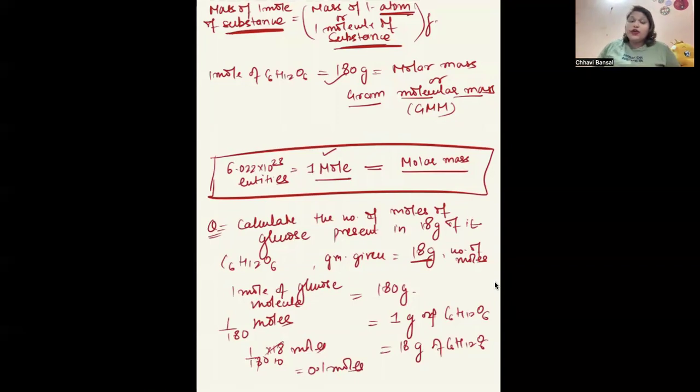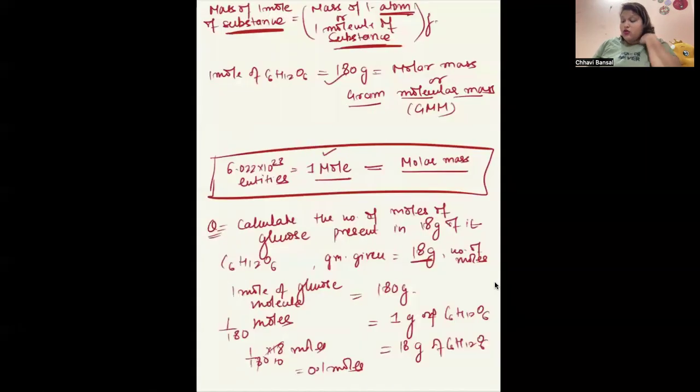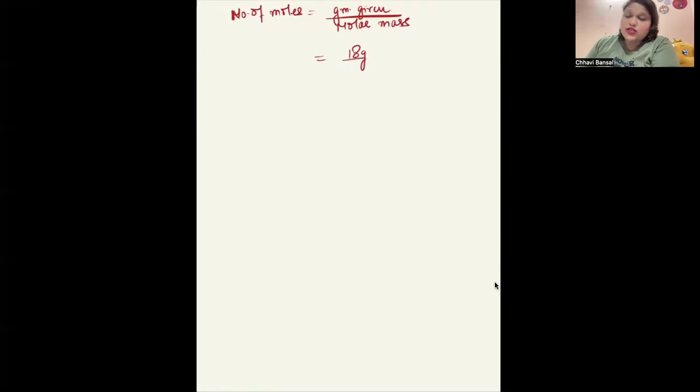Okay. So if I do this question directly, can I write down number of moles is equal to grams given, which is given to us in the question, divided by molar mass, right? Let's solve this question, which we did just now. What is the gram given? 18 grams, right? What is the molar mass? We are given with the molar mass of 180 grams per mole. Directly we got 0.1 moles.